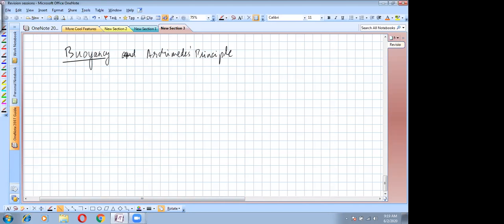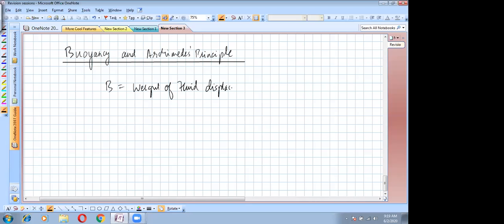So as you know, the statement of Archimedes principle is that buoyant force or upthrust is equal to the weight of fluid displaced, or that equals the density of fluid multiplied by the volume of the submerged part multiplied by G. So that kind of situation.